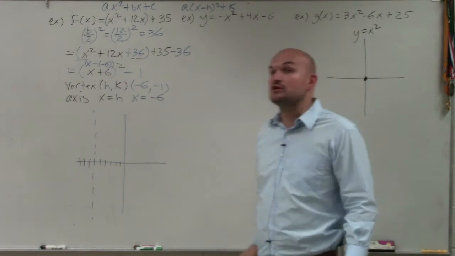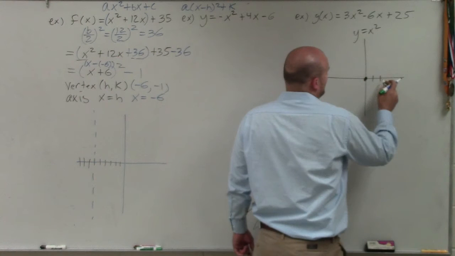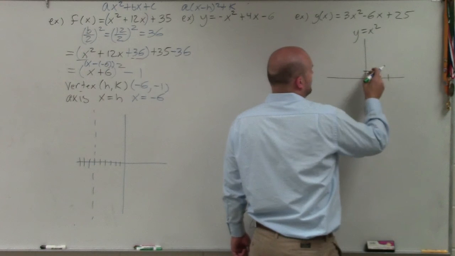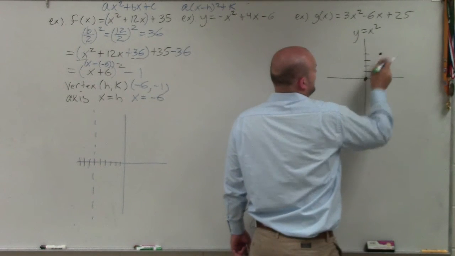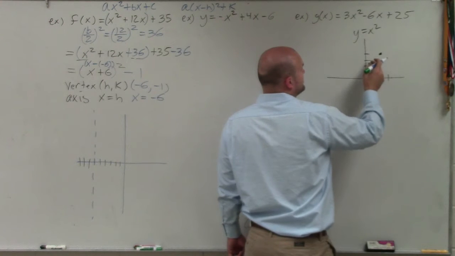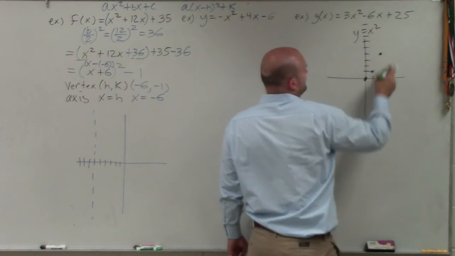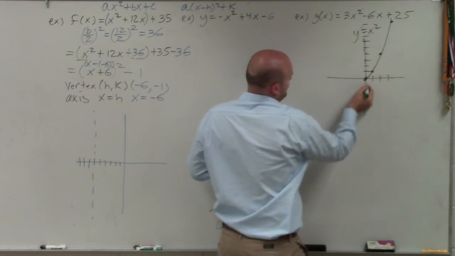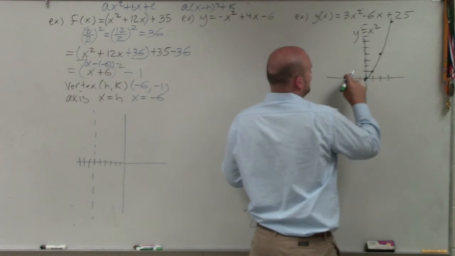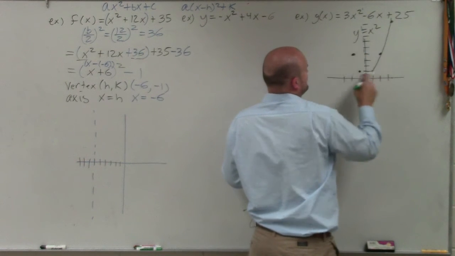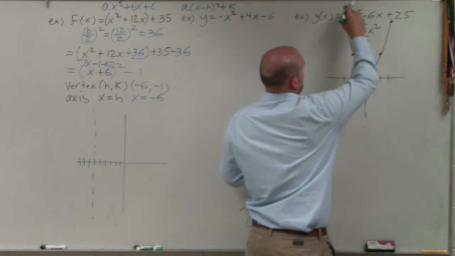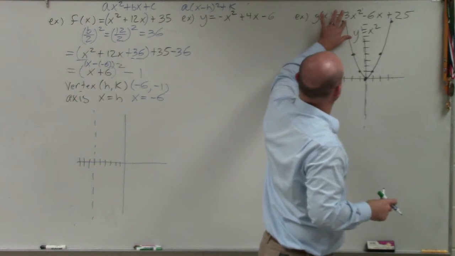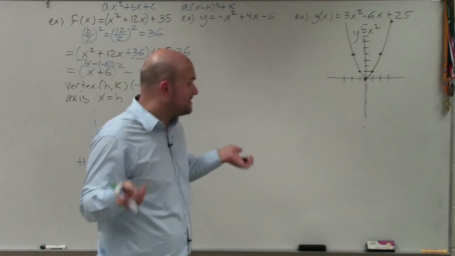The parent graph has a vertex at 0, 0. The first points are 1, 2, and 3. When you go over 1, 1 squared is 1. 2 squared is 4. If I plug 3 in for x, 3 squared is 9. Then that axis of symmetry is at 0. And then I can just reflect everything over the axis of symmetry. Oops, I kind of went a little bit higher than I wanted to, but I don't want to mess up that equation. OK, so there you go, ladies and gentlemen. That's basically what the parent graph looks like.